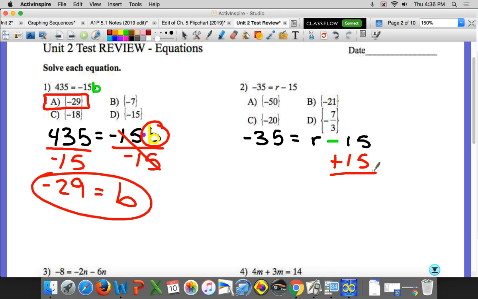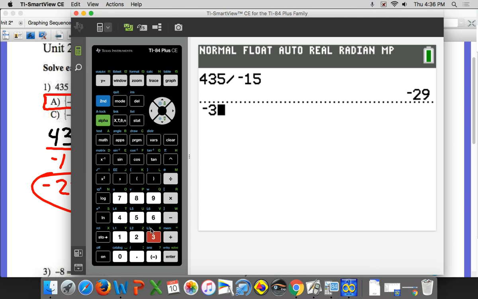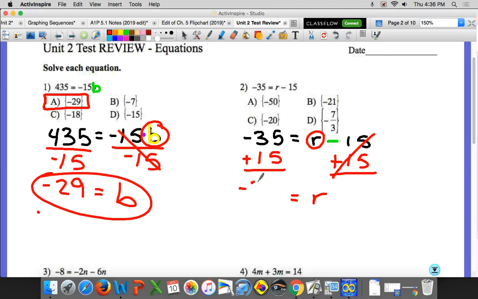But we have to always remember what we do to one side, we have got to do to the other. And so once we do that, if we have a negative 15 and a positive 15, that's what we consider opposites. So we're going to cancel those out, and that's what gives us that r by itself. So that r is going to come down, and then all we got to do is do the math, and we can always do that with our calculator once again. So we have negative 35 plus 15, and our answer is going to be negative 20, and that one is choice C.